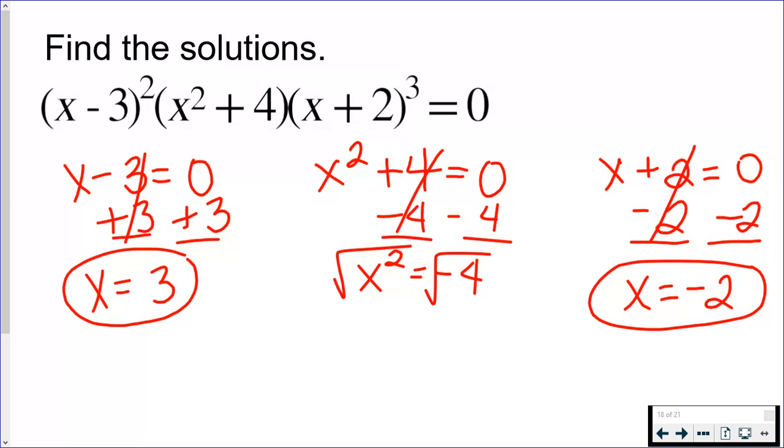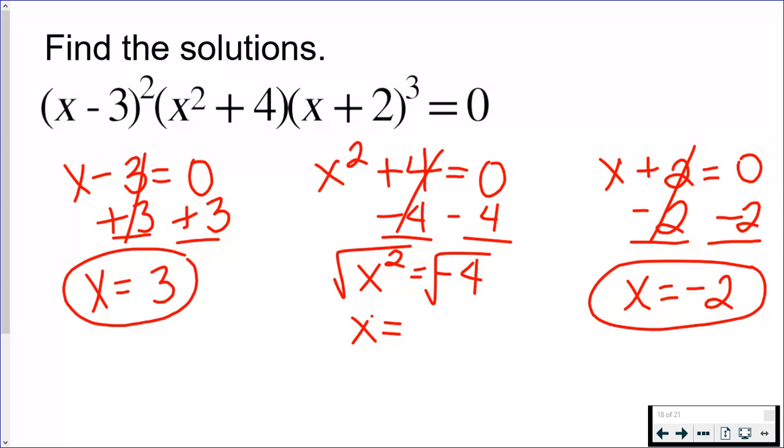When you take the square root of both sides of an equation, you can't forget your plus or minus sign. So anytime you take the square root of both sides, you're going to end up with two solutions coming out of that equation. The exponent and the square root cancel with each other. That's why I took the square root to begin with.